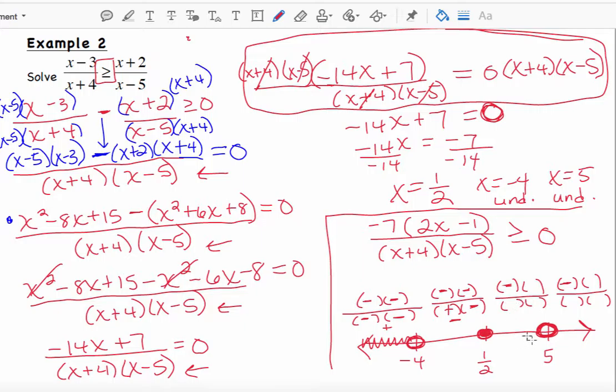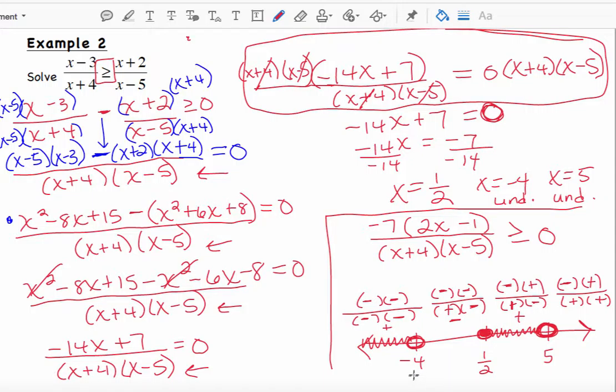When I plug into this region right here, I'll pick a 4. When I plug in a 4 into this factor, 2 times 4 is 8, minus 1 is 7, that's positive. Put a 4 down to the left, 4 plus 4 is 8, that's positive, and a 4 minus 5 is negative. And then the overall result is a positive, and a positive number is greater than or equal to 0. And then we'll go ahead and plug in a 6. 6 times 2 is 12, minus 1 is 11, that's positive. 6 plus 4 is 10, that's positive, and 6 minus 5 is going to be positive, and the overall result is negative, so that last section is false.